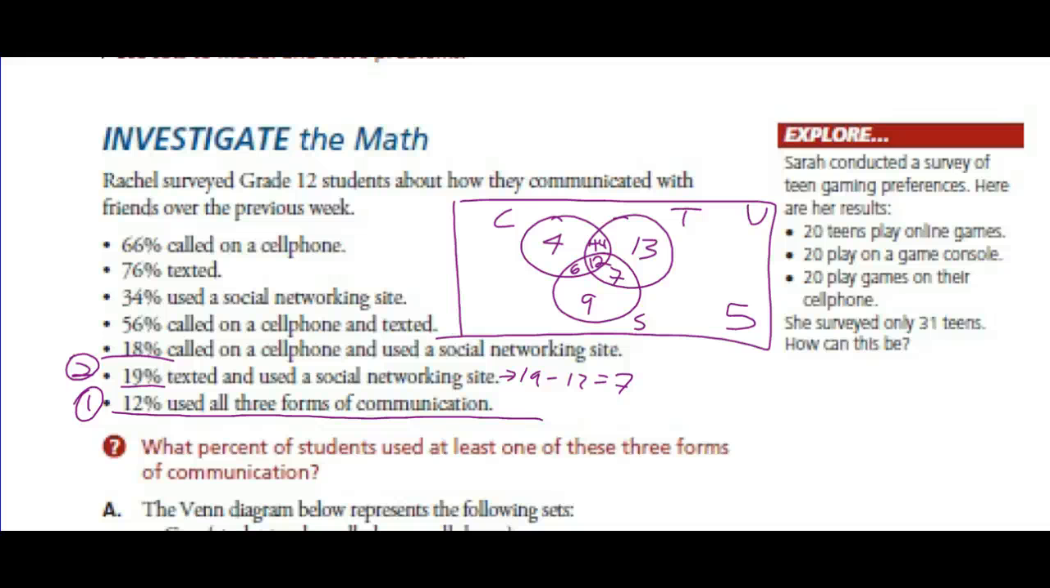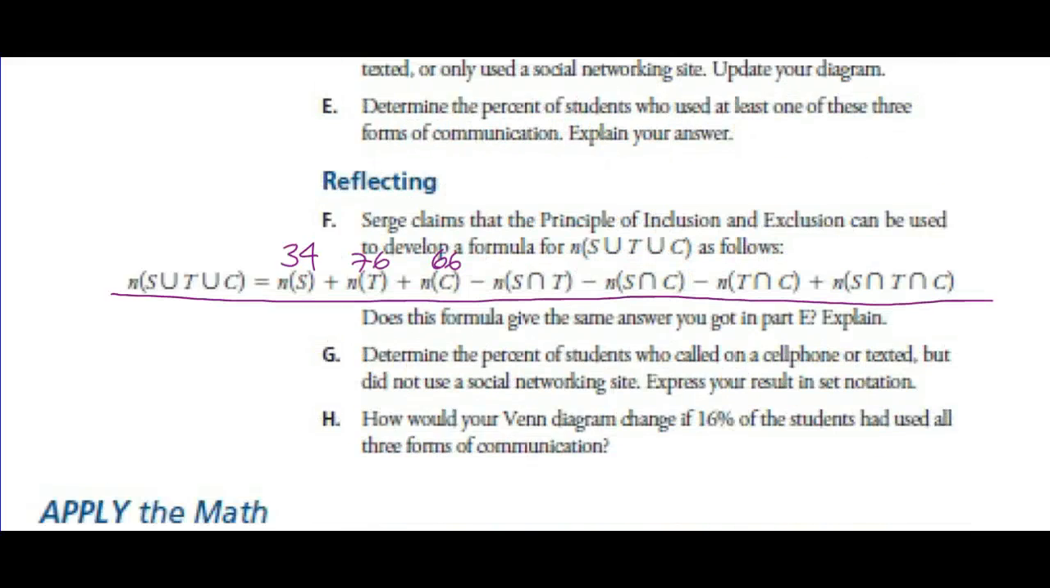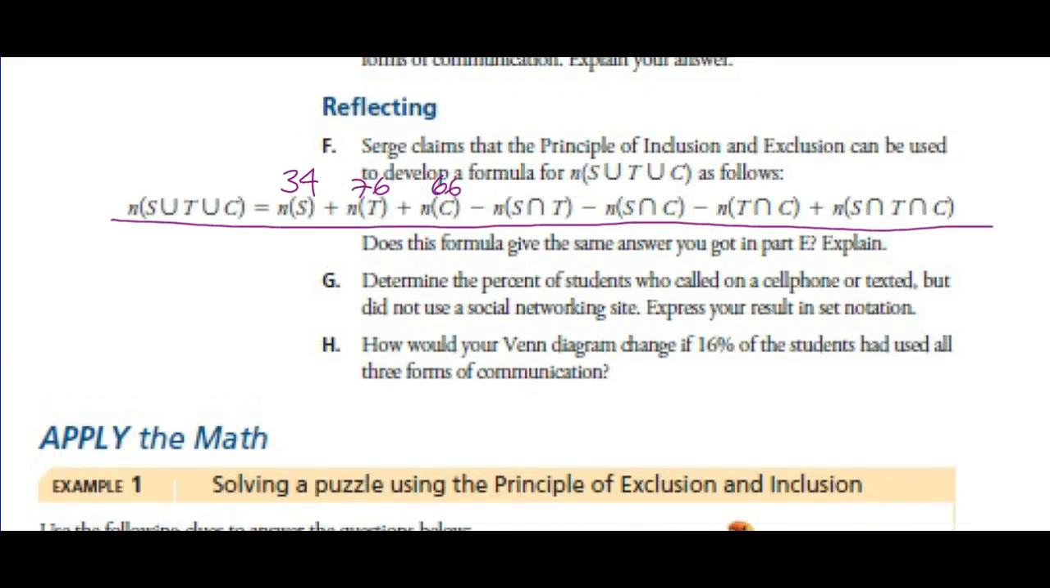Okay, so the problem is we're counting all of these areas twice, so we need to start subtracting off. So we subtract off the intersection, right? So this is and, right? This is or, social or text or cell phone. This is and, so it's social and telephones. That was 18. No, sorry, social and texting and social, 19.